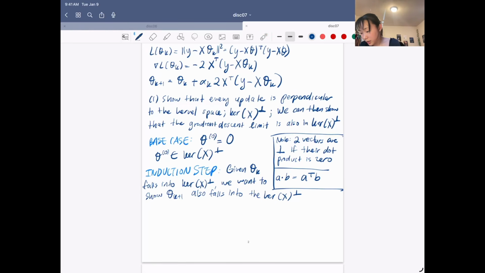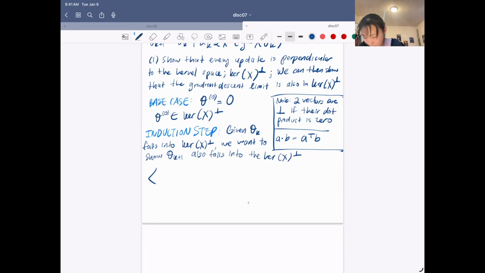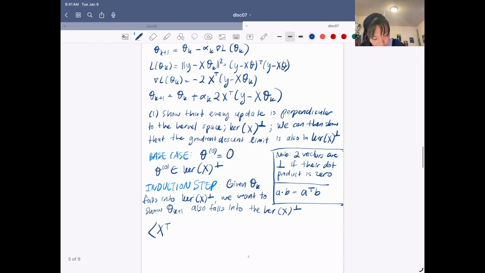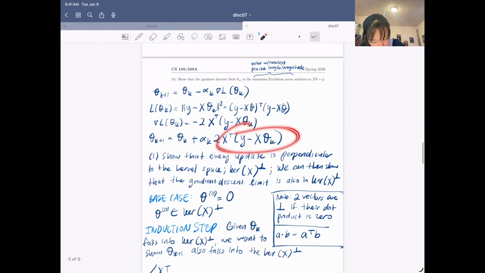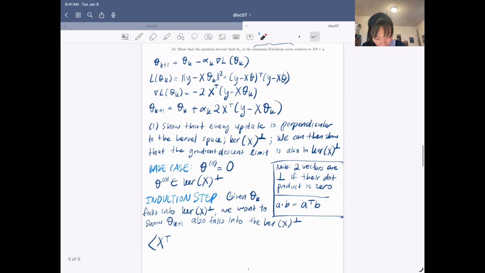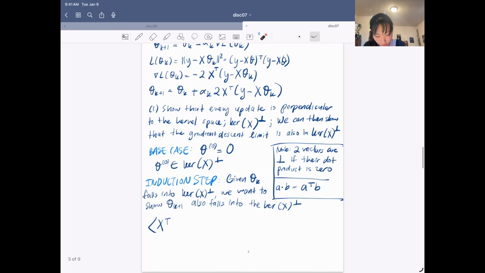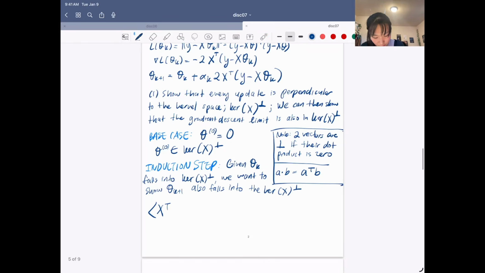So if we calculate the dot product of our gradient right over here, I'm going to remove the constants because they don't really matter in the dot product for the purposes of our solving, and you'll see why in a bit. If I just write X transpose (y minus X theta k) and take its dot product, by the way, a comma b is also the dot product. It's just different notation from pre-calc, if you remember.